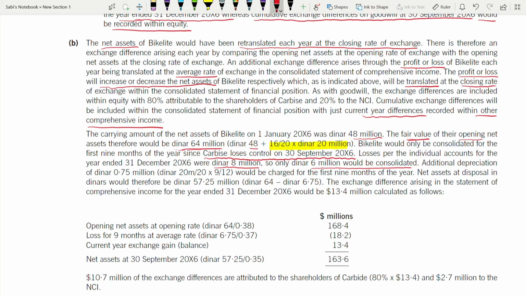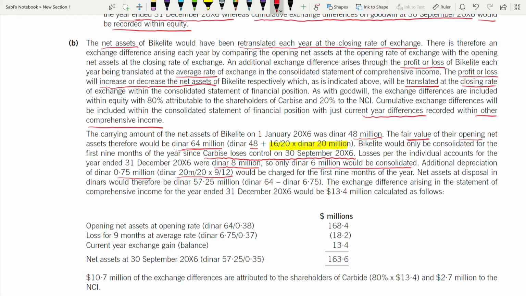There will be additional depreciation. How much is it? It is this much. It will be charged for the first 9 months of the year. This one. You are taking 9 over 12 because it is for 9 months, and 20 million, for 20 years, useful life is 20 years. So for that current year, 20 million is the value of the property, divided by 20 years, because you have to find out only for 1 year, that current year. So 20 divided by 20 is 1. But only for 9 months, not for 1 whole year. That's why 9 over 12, so 0.75.